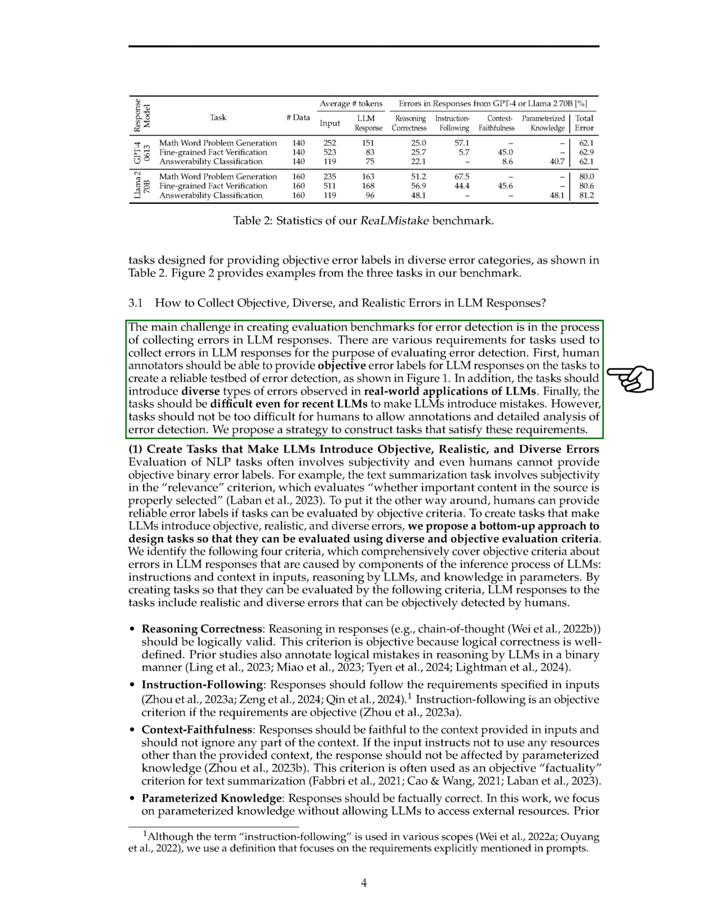One of the main challenges in creating evaluation benchmarks for error detection is collecting errors in LLM responses. Tasks used for this purpose should allow human annotators to provide objective error labels, introduce diverse real-world errors, and be challenging for LLMs while still feasible for humans to analyze. To address these requirements, we propose a strategy to design tasks that meet these criteria. Firstly, we focus on creating tasks that lead LLMs to make objective, realistic, and diverse errors.